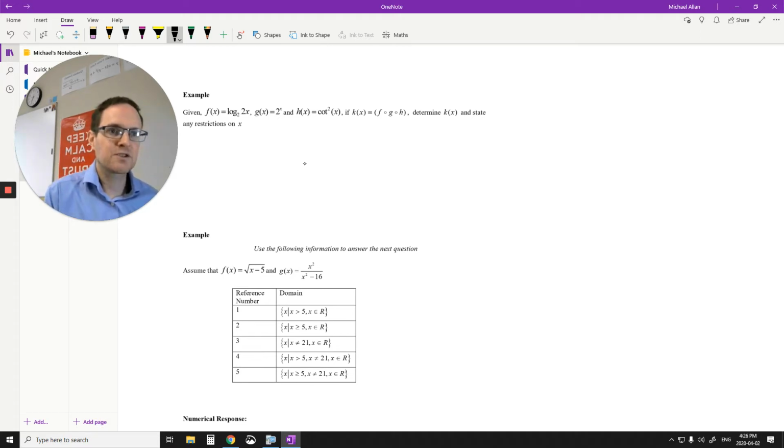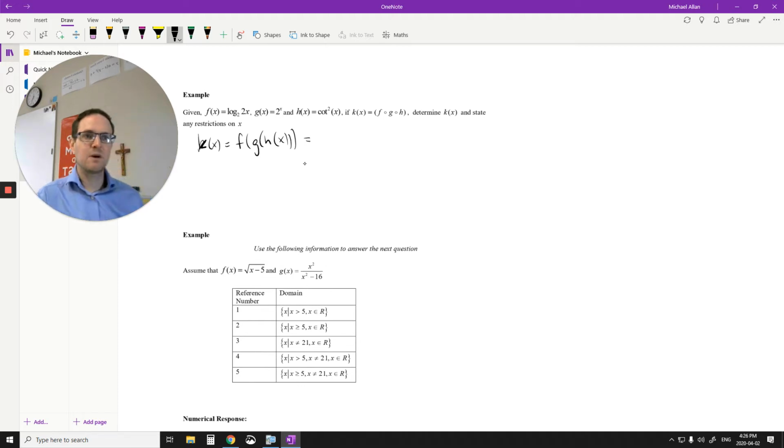Let's do this one. It's a bit tricky. So this one here, k of x is saying I want to put h into g into f. So f of g of x. I'm just going to write it in this form and go step by step. And you want to state the restrictions, you want to get the domain of this graph. The reason I want to go step by step is I want to look at the domain at each step as I go. So here I have h.